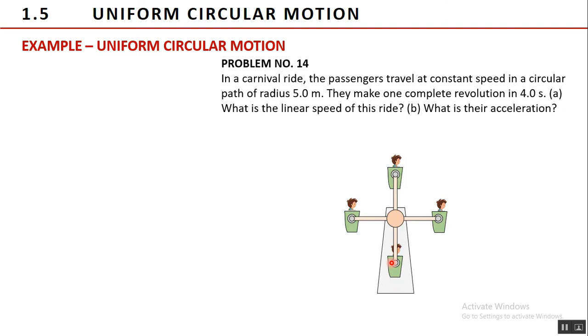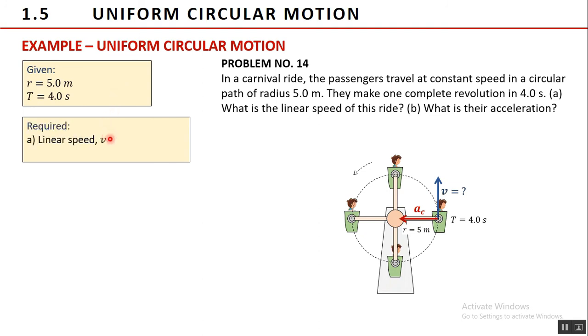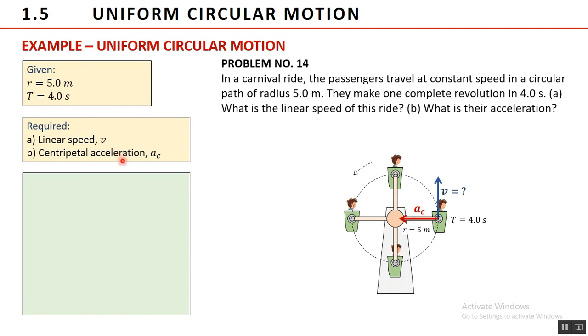Problem number 14. In a carnival ride, the passengers travel at constant speed in a circular path of radius 5 meters. They make one complete revolution in 4 seconds. Letter A. What is the linear speed of this ride? Letter B. What is their acceleration? As mentioned in the problem, the radius r is 5 meters and the period t is 4 seconds. Required quantities are linear speed v and centripetal acceleration a sub c.